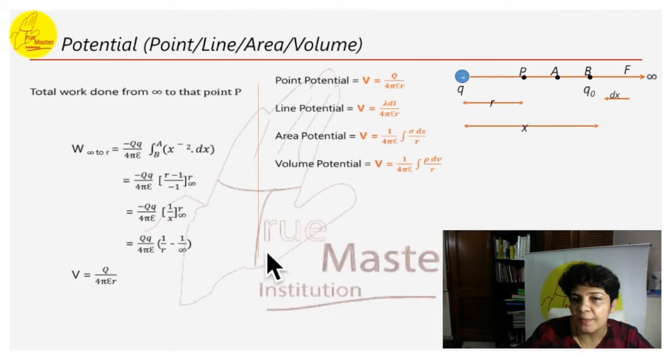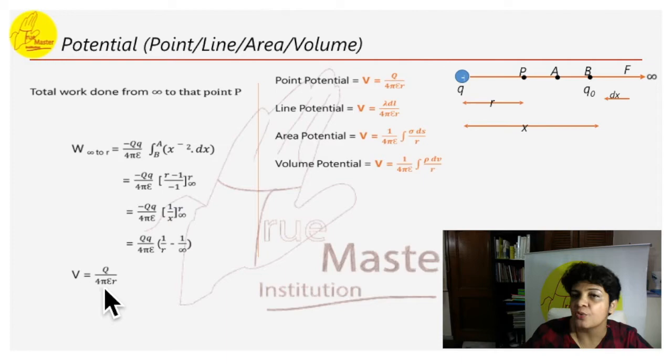Now here, if you see, it is the same formula for work which we used in the previous slide. The limits are A to B, where the A limit is R, that is this distance, and the B limit is actually infinity. So when we bring it from infinity, upper limit minus the lower limit, we are left with this formula, which is the potential for a point charge. So this is the formula that you can note down for the point charge.